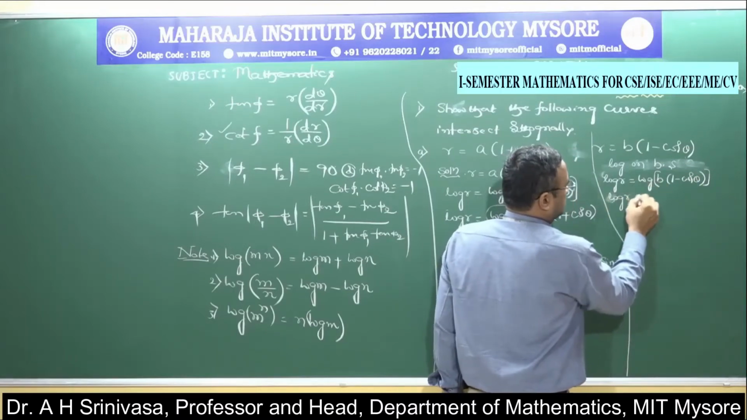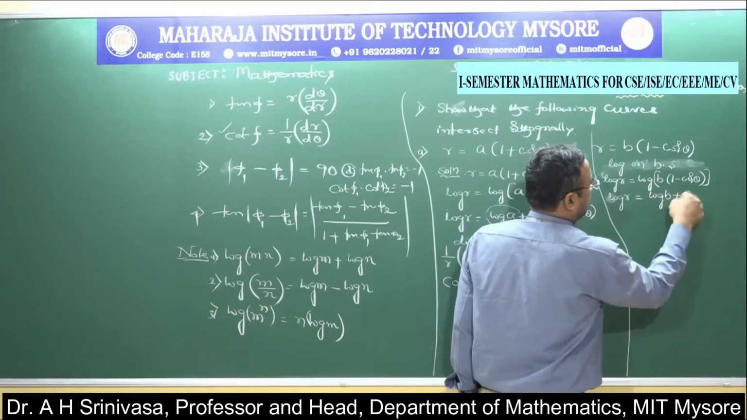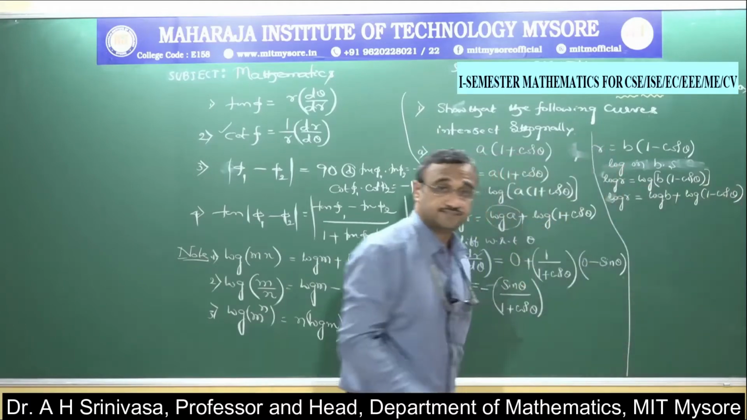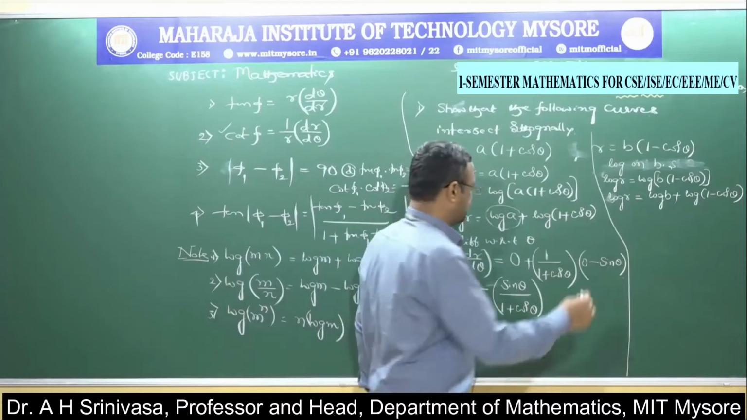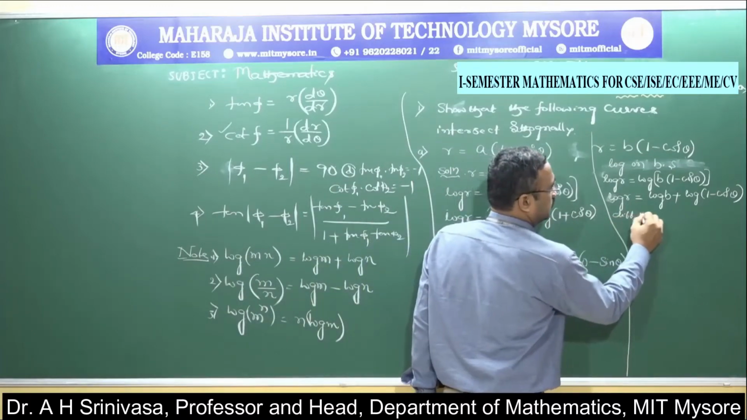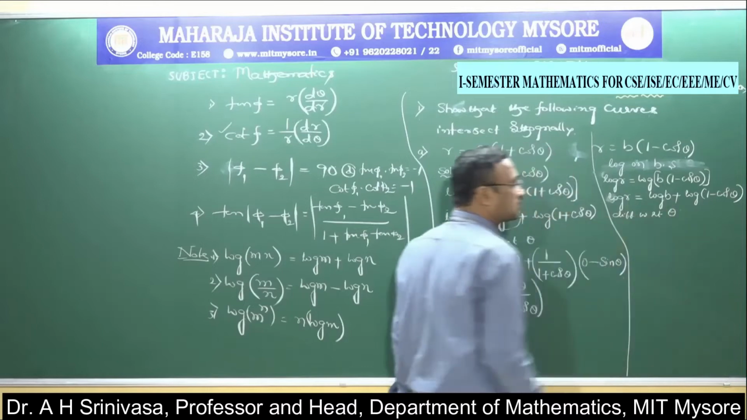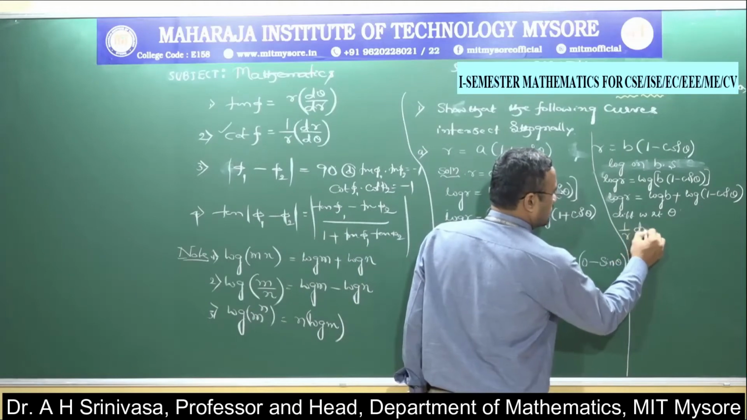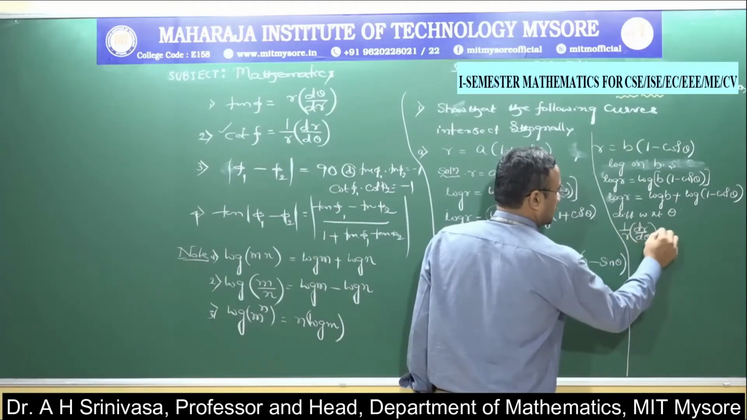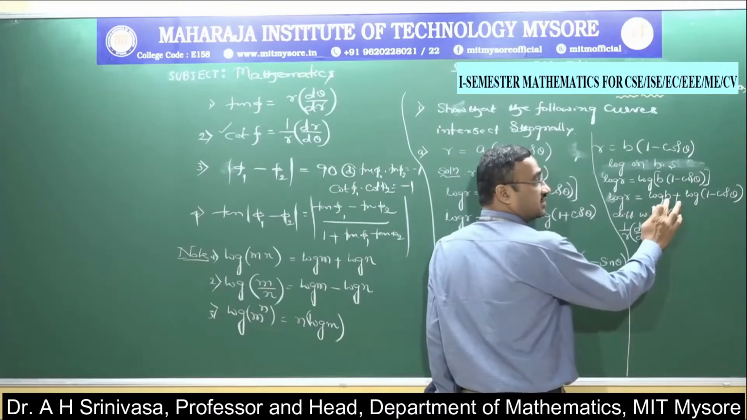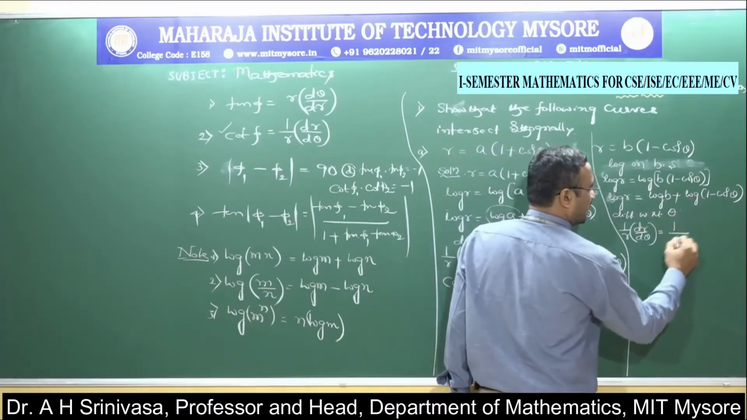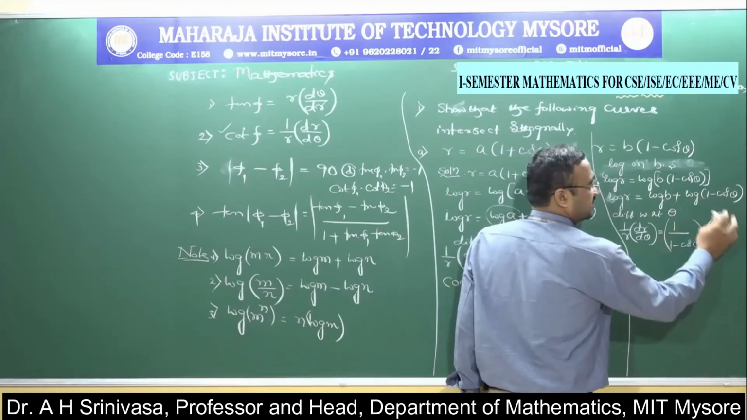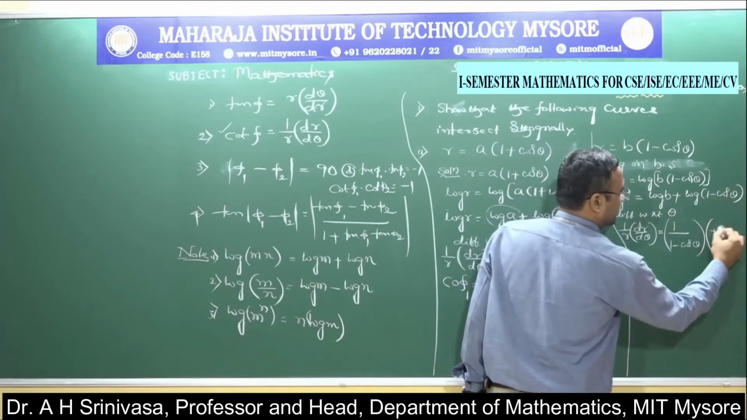Then it becomes log r equal to log b plus the logarithm of 1 minus cos theta. Is it clear? Now I am going to differentiate this with respect to theta. What happens? 1 by r, dr by d theta should be equal to, the log b is a constant, 0. Again, it is 1 by 1 minus cos theta into 0 minus of cos theta, which becomes plus sin theta.